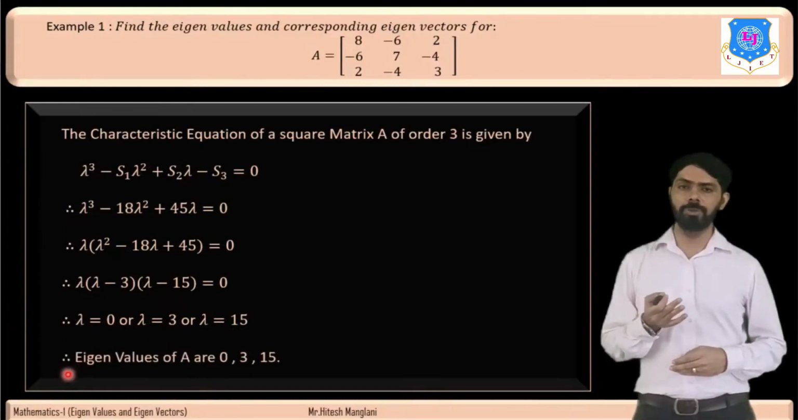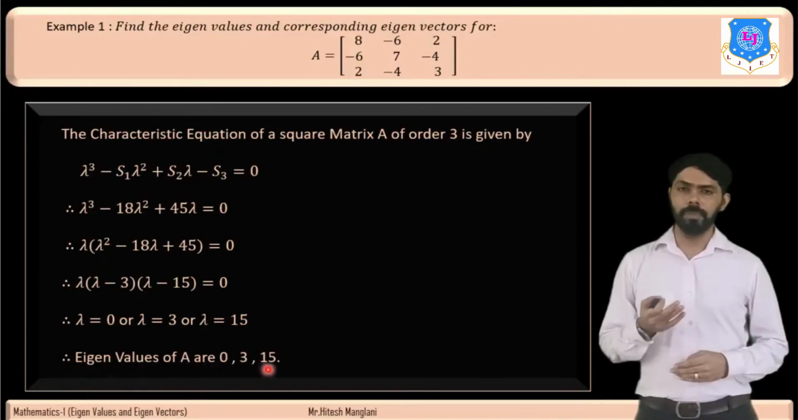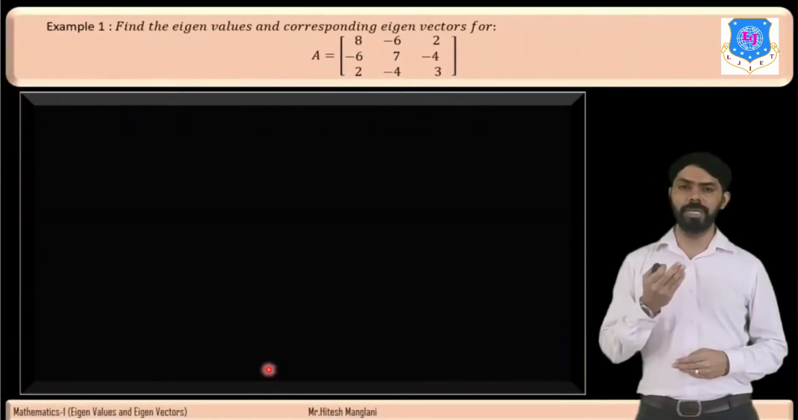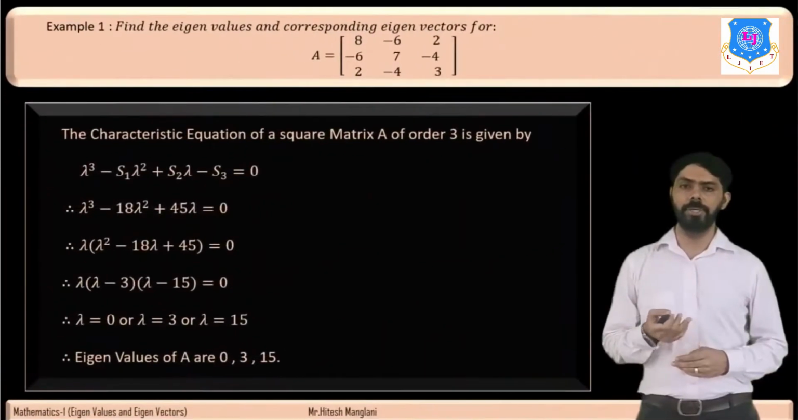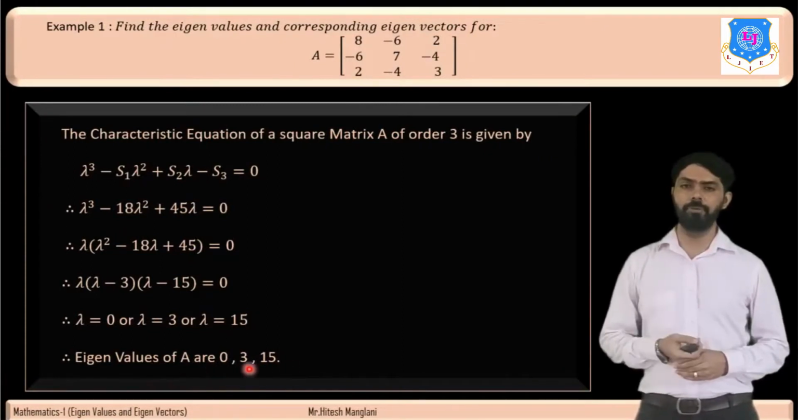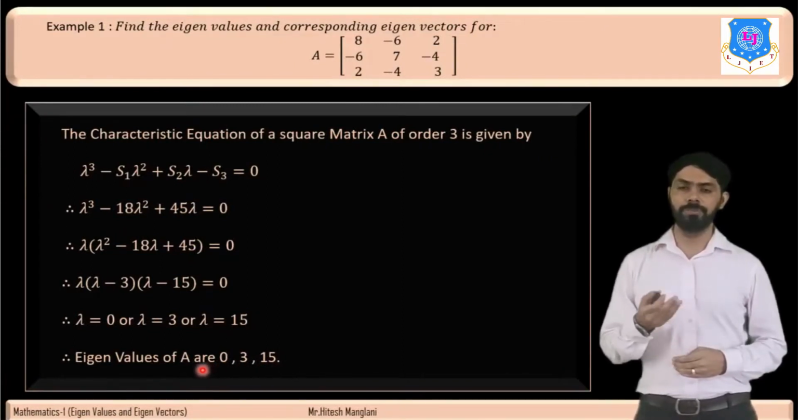Therefore eigenvalues of A are 0, 3 and 15. Now here you can see that the sum of these eigenvalues is the same as the trace of the matrix and the product of these eigenvalues is the same as the determinant of the matrix. So this way we can verify the eigenvalues.